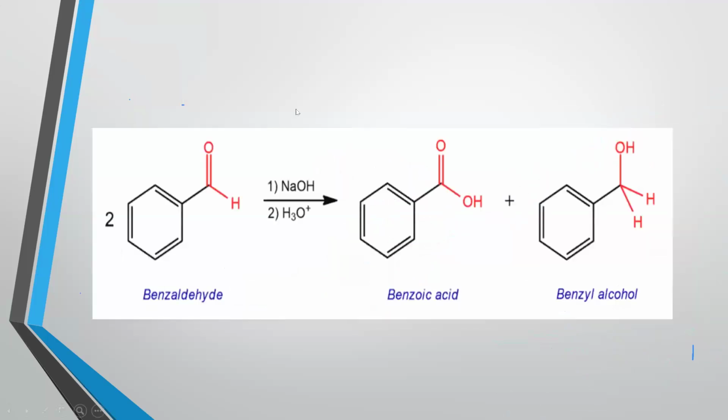Which reaction is this one? See, here is benzaldehyde, and benzaldehyde is forming benzoic acid and benzyl alcohol. And one more hint I will give you is the 50% NaOH. Now type your answer in the chat box. Which reaction is this one?